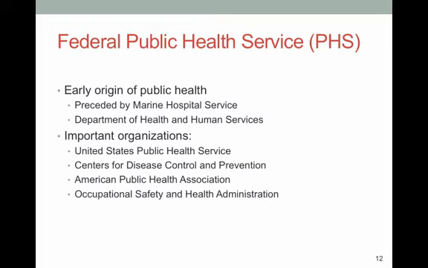Federal Public Health Service. Early origins of public health. This was preceded by the Marine Hospital Service. If a sailor paid 20 cents a month, they were provided with medical care. The Marine Hospital Service and the Public Health Service later became a key portion of the Department of Health and Human Services. The United States Public Health Service contains 5,700 commissioned health service officers and 51,000 civilian employees. It is led by the Surgeon General and comprised of 8 agencies.